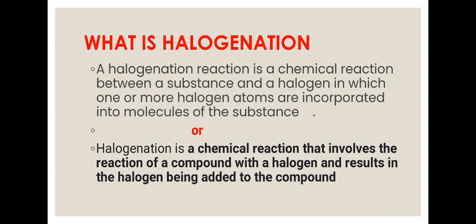Listen carefully. A halogenation reaction is a chemical reaction between a substance and a halogen. A substance could be an organic compound in which one or more halogen atoms are incorporated into the molecule of the substance. Or we can say that halogenation is a chemical reaction that involves the reaction of a compound, which here is alkane, with a halogen, and results in the halogen being added to the compound.